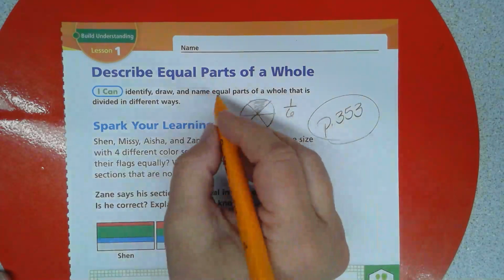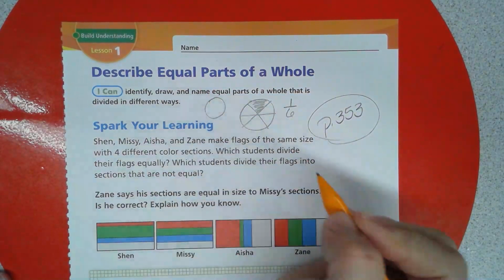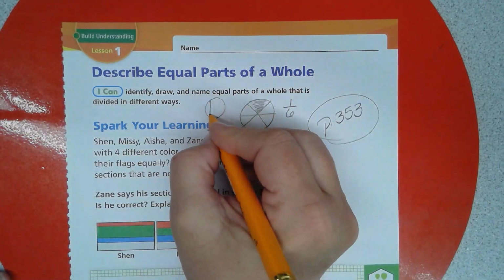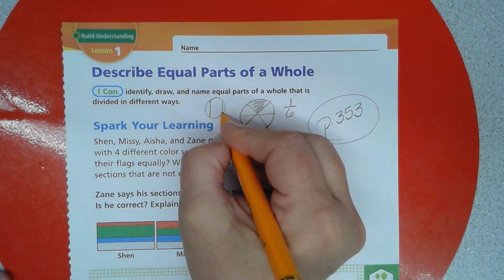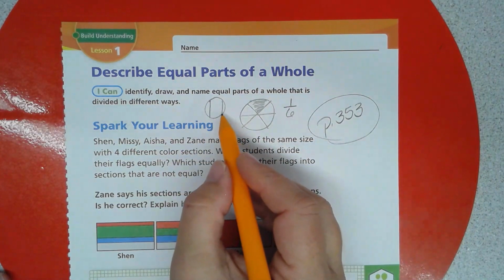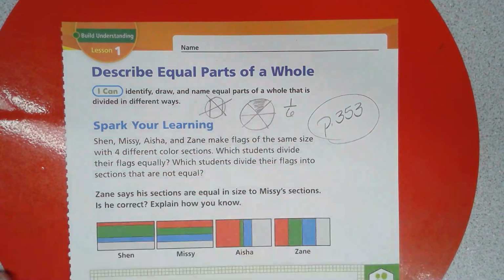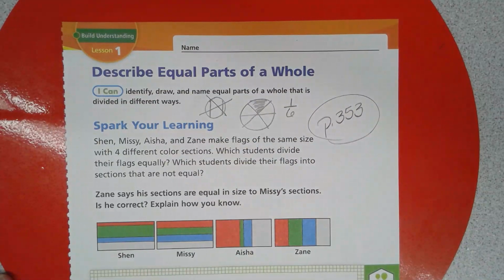Now, the big thing here is if you have something that is divided up into fractions, those have to be equal parts. For example, this is not equal parts. This is small, medium, and large pieces. You can't do that. If you're dividing something up into fractions, the pieces have to be equal in size.